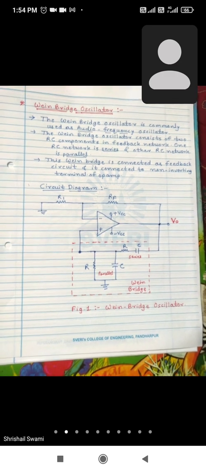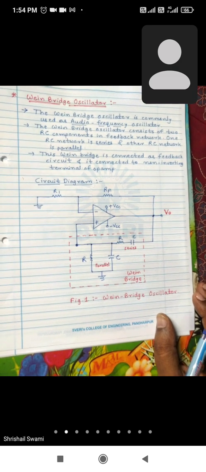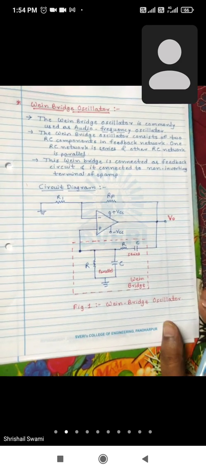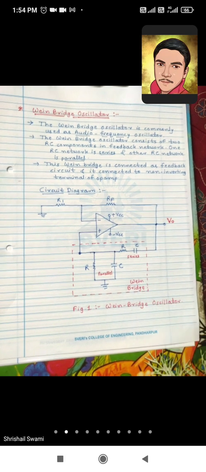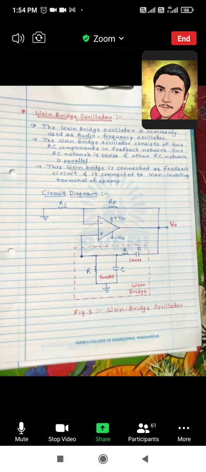Up to this, anyone having queries, any questions, you can ask, otherwise we can start the derivation to obtain the frequency of oscillation F0 and the gain of this amplifier. If any questions are there up to this point, you can ask, otherwise we can start the derivation.